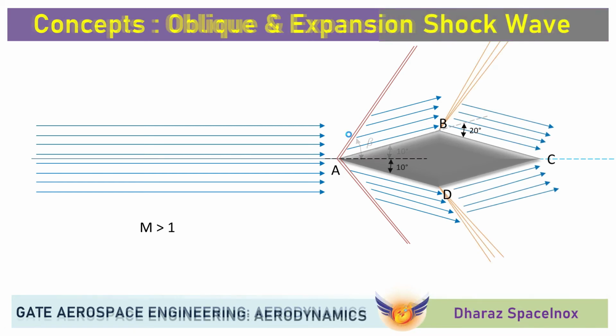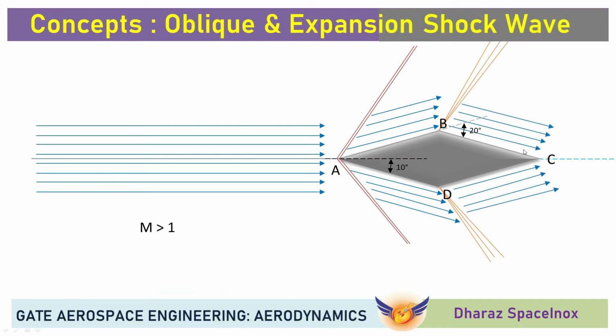Now further moving from A to B to C, right? Now let's observe the plane AB as compared with BC. The BC plane is inclined downwards at an angle of 20 degrees. So what will happen as it is deflected downwards as compared with AB? It will lead to the formation of an expansion shock wave.